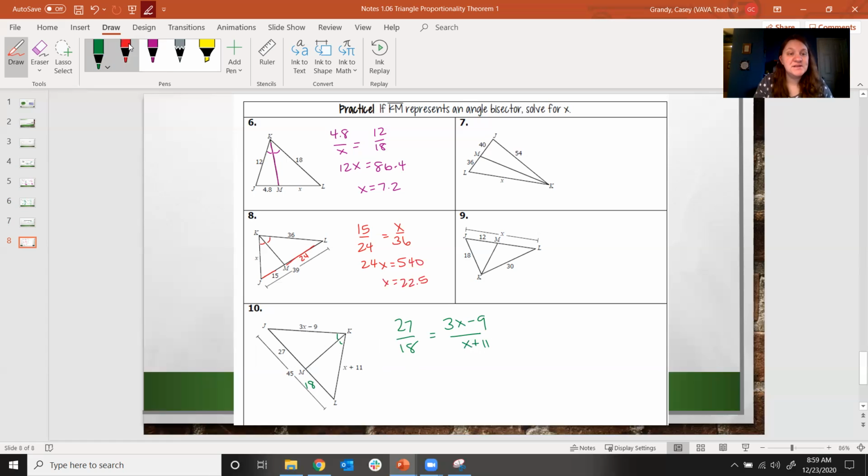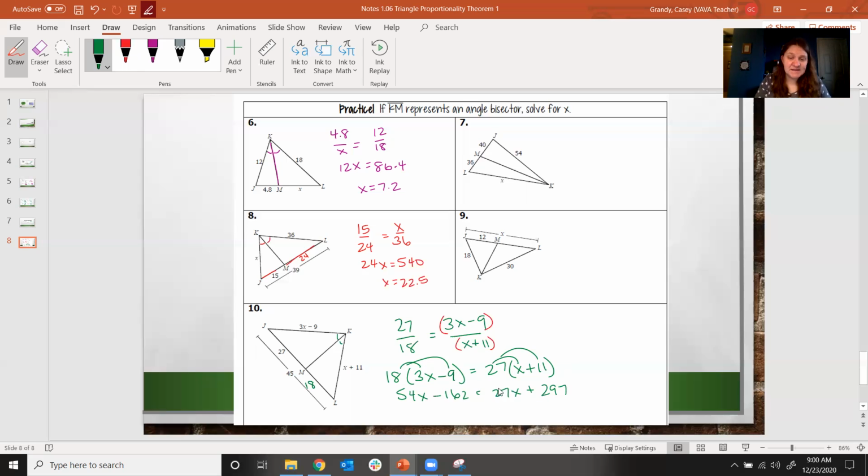Remember, anytime that we see an expression in our proportion, put parentheses around it right away, so that way you don't forget to distribute in the next step. Cross multiply. 18 times (3x minus 9) equals 27 times (x plus 11). And now we'll distribute to both parts in the parentheses, which is why we needed those parentheses. 54x minus 162 equals 27x plus 297.